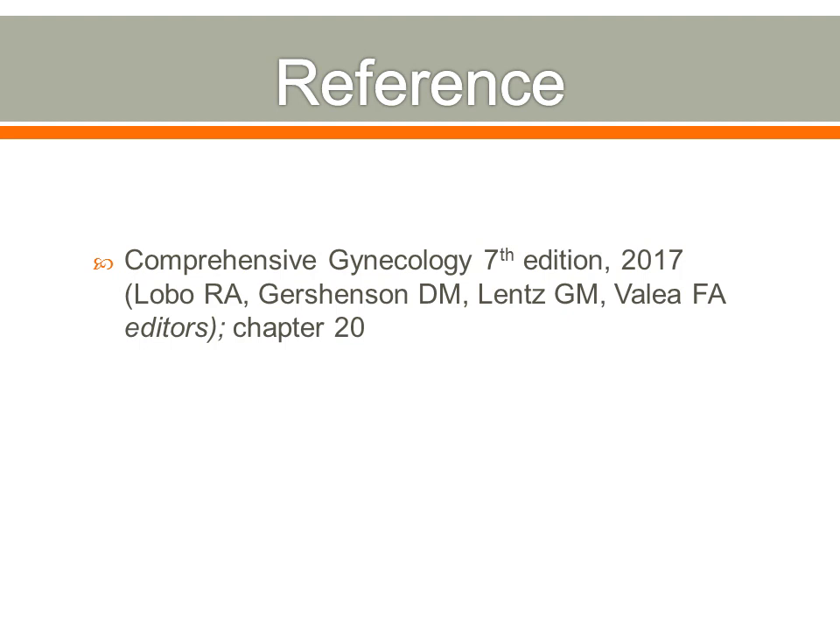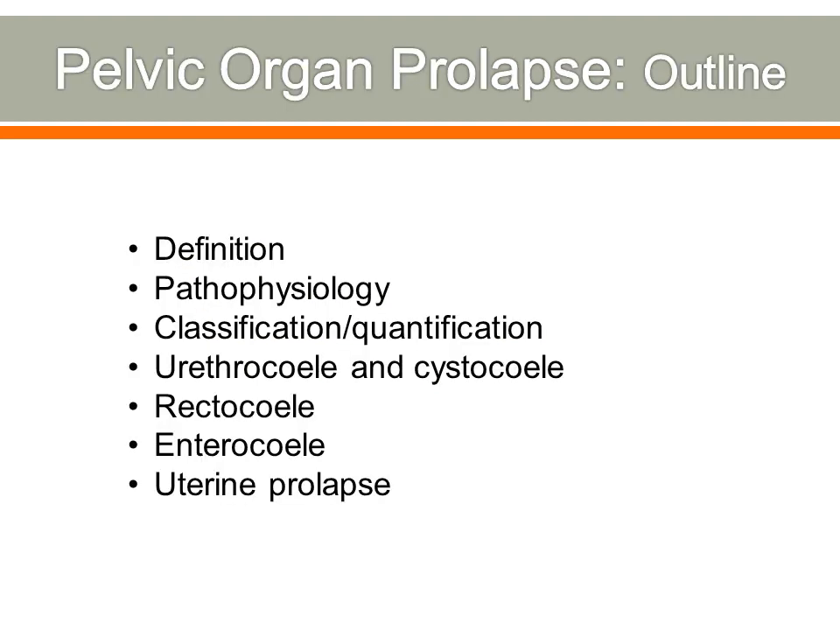The main reference for this lecture is Comprehensive Gynecology, 7th edition, Chapter 20. This is the outline of our lecture. First, we define what pelvic organ prolapse is, then discuss the pathophysiology and classification of POP, and then also discuss the different types of pelvic organ prolapse according to the anterior vaginal wall, posterior vaginal wall, and finally uterine prolapse.